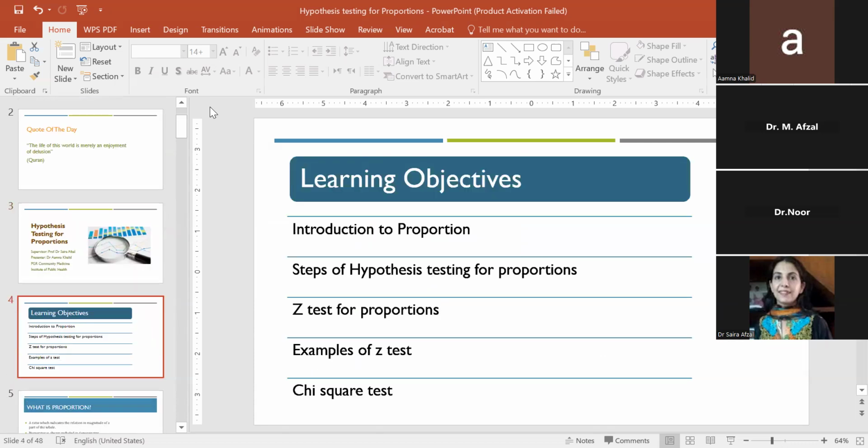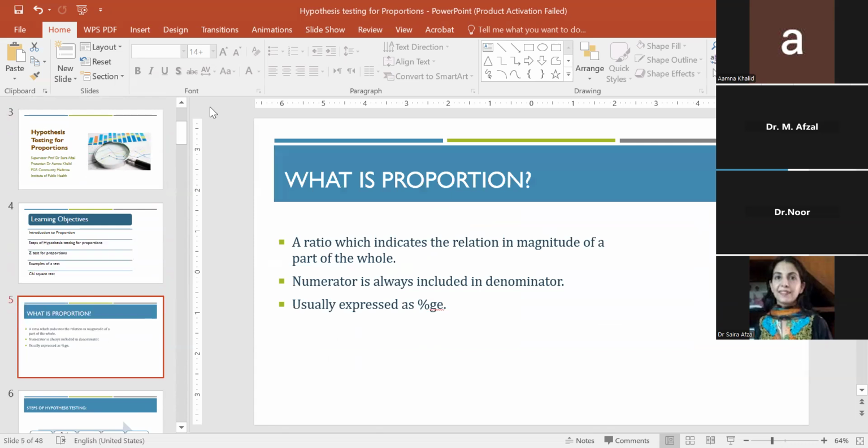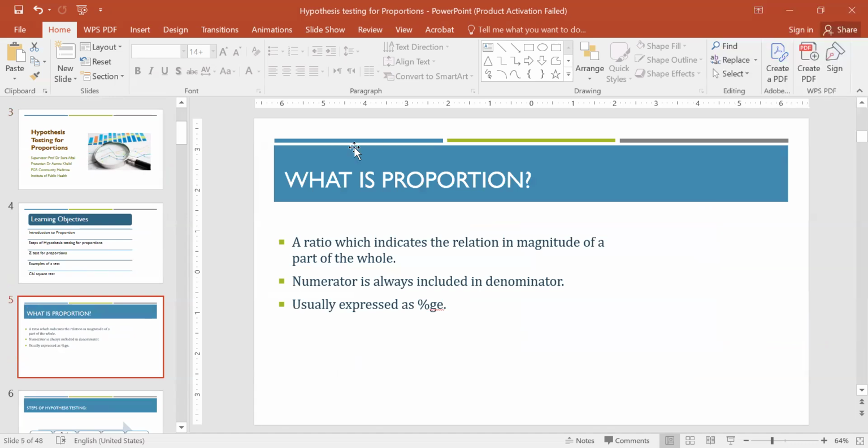Learning objectives for today's presentation are: introduction to proportion, steps of hypothesis testing for proportions, and the z-test for proportions. We will see examples of the z-test, and we will briefly discuss the chi-square test. So first of all, we will see what a proportion is.